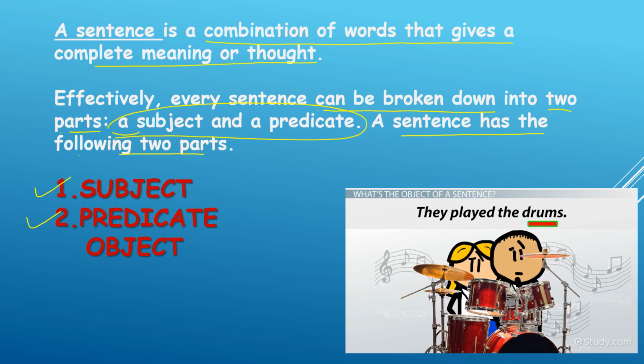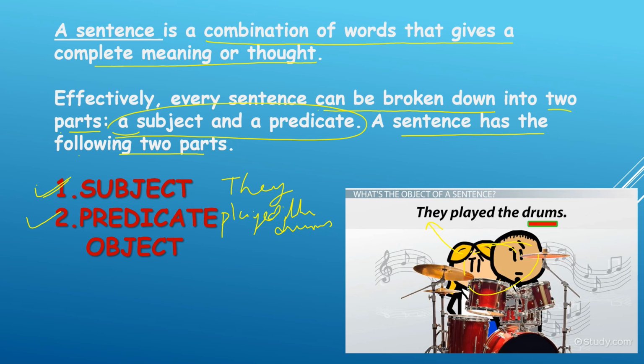You can see the picture over here. They played the drums. So what is a subject? A subject is a doer, the one who does the action. So you can see here that who is doing the action? The children are doing the action, and for the children we have used the pronoun they. So they is our subject, and the rest of the part is called predicate. So what is the predicate? The predicate is played the drums.